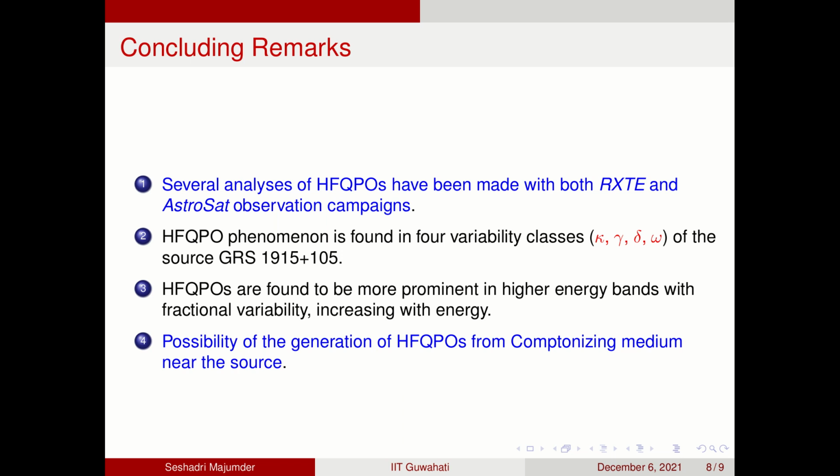So also we conjecture the possible mechanism that can produce this high frequency QPO phenomenon. So that is the oscillation of the comptonizing medium. So in a nutshell, in this work, not only do we detect the high frequency QPO phenomenon in this GRS source, but also we try to address the possible mechanism from which it could be generated.